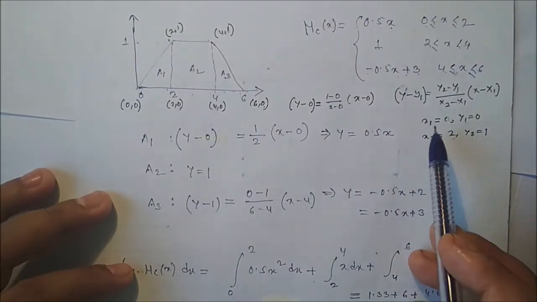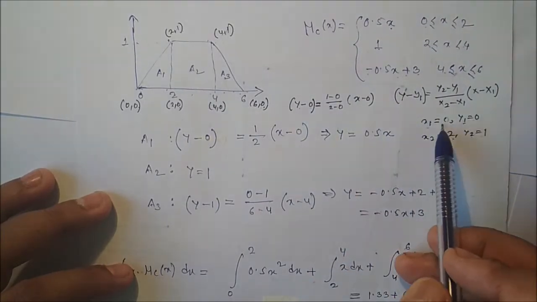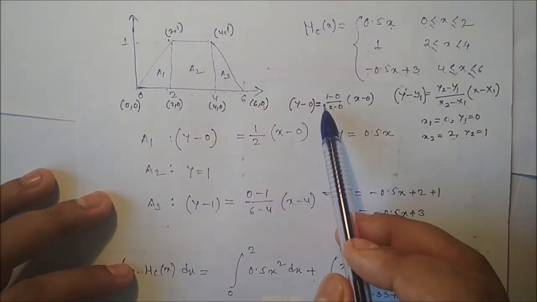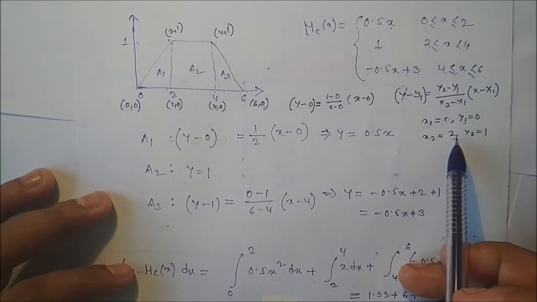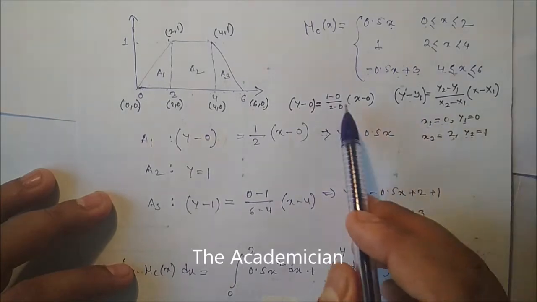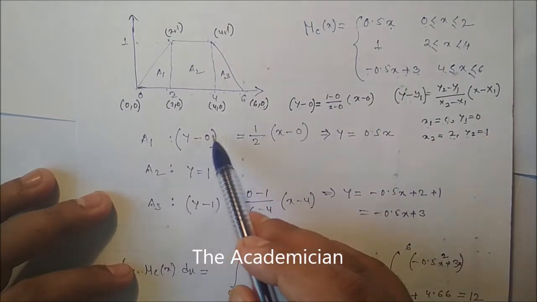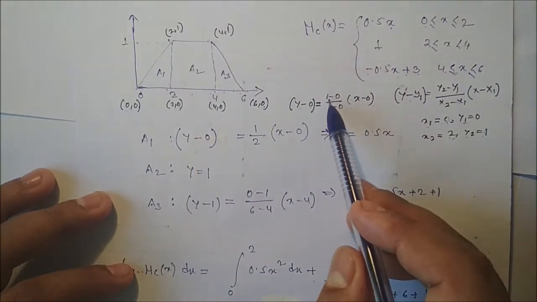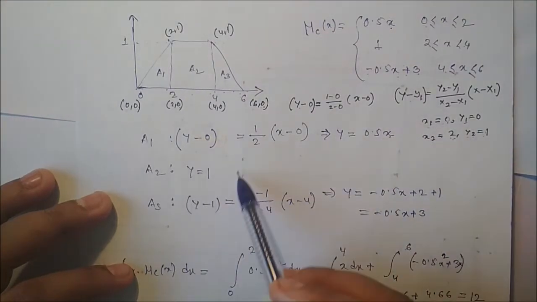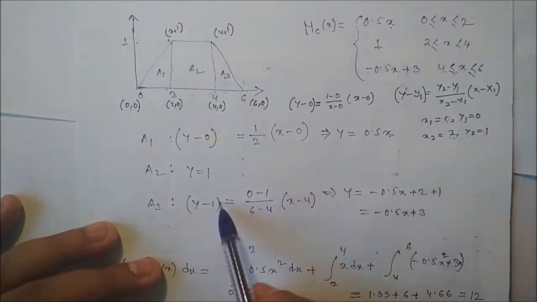So we put y minus 0, because x1 and y1 are both 0, and x2, y2 are 2, 1. So y minus 0 is equal to (1 minus 0) divided by (2 minus 0) into (x minus 0). That means y is equal to 0.5x. In the middle part, definitely y is equal to 1.